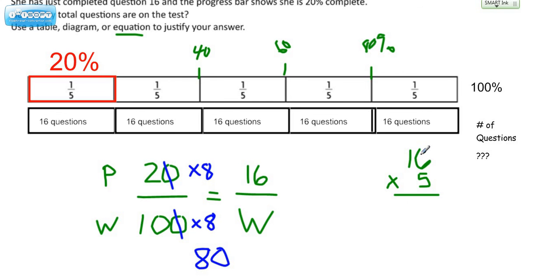And of course, if we did this 16 times 5, we would also get 80. So the answer to how many total questions are on the test, we know there's 80 questions. Now you do have to show either the equation or a tape diagram or something in the workspace. So take a moment and maybe pause this and copy down what you see here.